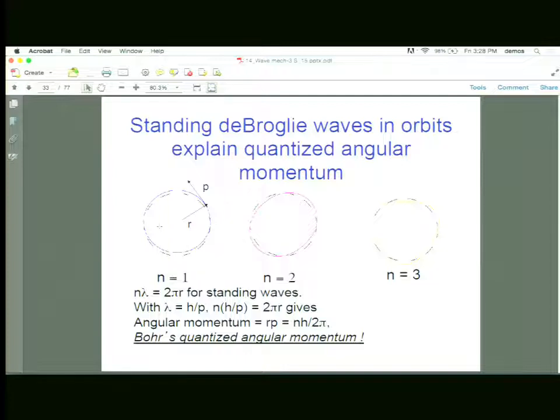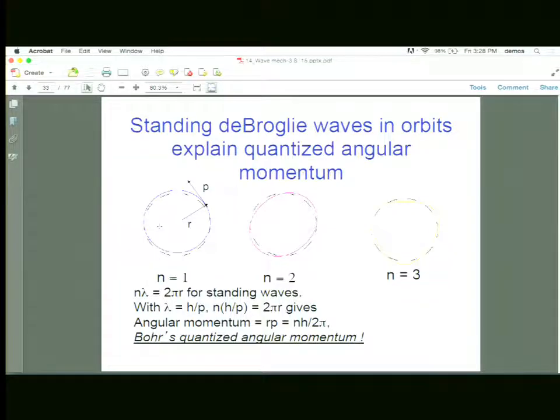So whereas Bohr just stuck it in and said, look, it works, de Broglie went one step further and said, well, the reason it works is because you have a wave, and the wave is constructively interfering with itself, and it gives you exactly the angular momentum quantized in units of h over 2 pi. So that's a dramatic step forward, because instead of just picking it out of the air, you have something backing it.